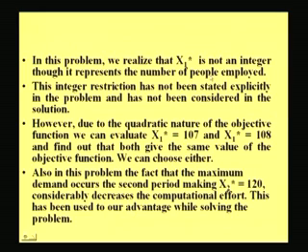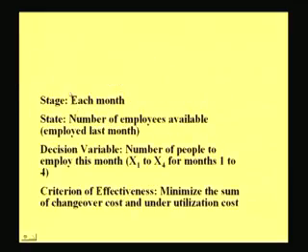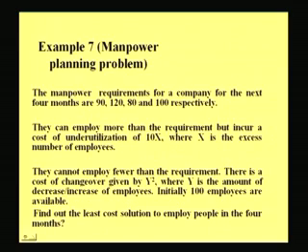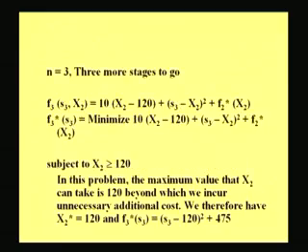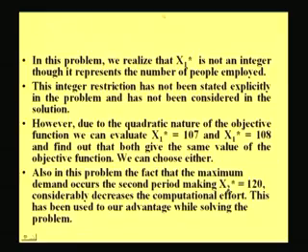There are a few other things. We realize that x1 star is not an integer, though it represents the number of people employed. Now if we go back to the original problem, it does not explicitly state that the decision variables are integers, therefore we ignored it and we solved it as a continuous variable. Due to the quadratic nature of the objective function, we can actually evaluate x1 star equal to 107 and x1 star equal to 108 and find out that both give the same value of the objective function. We can actually choose either of them.